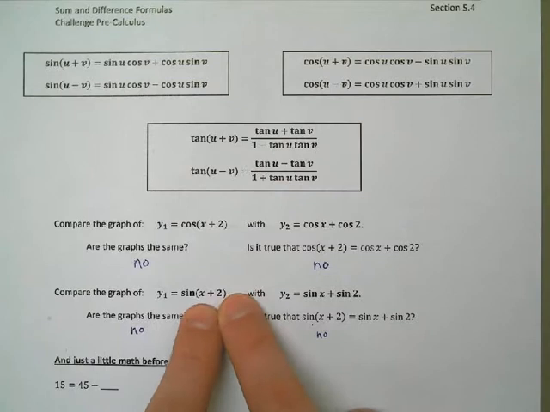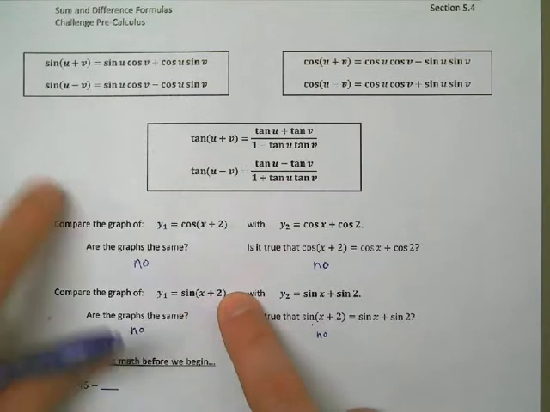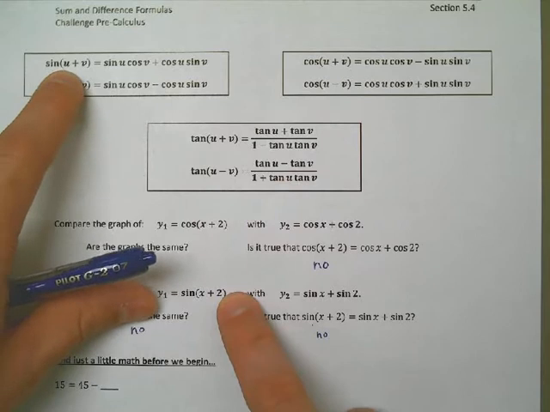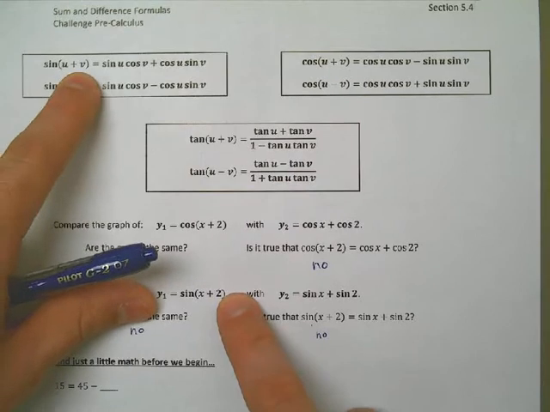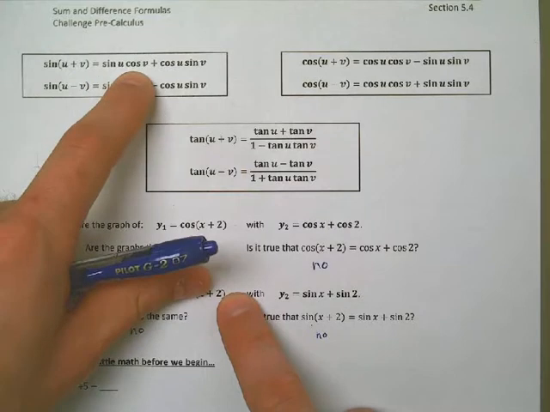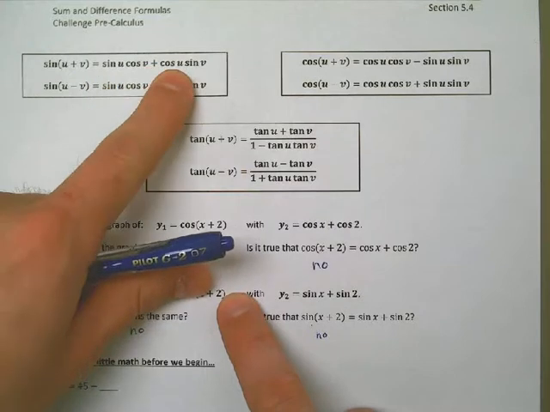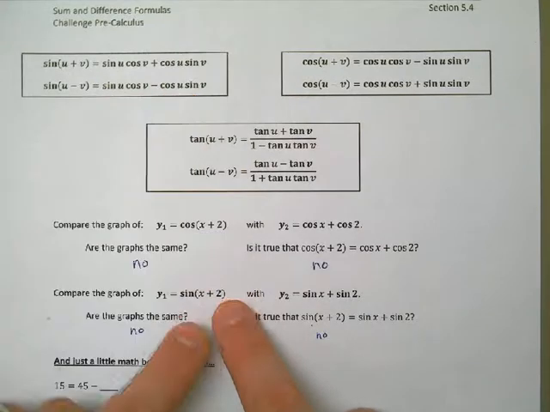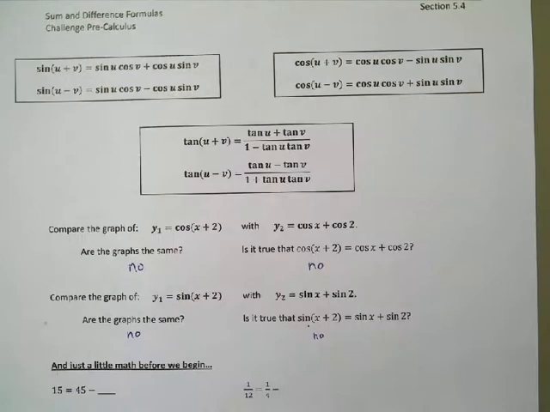And it turns out the way we do sine of x plus 2 is we use this formula. The u value would be x, and the v value would be 2. It's apparently sine of x cosine of 2 plus cosine of x sine of 2. And that's how we would begin a problem if we needed to evaluate this expression.